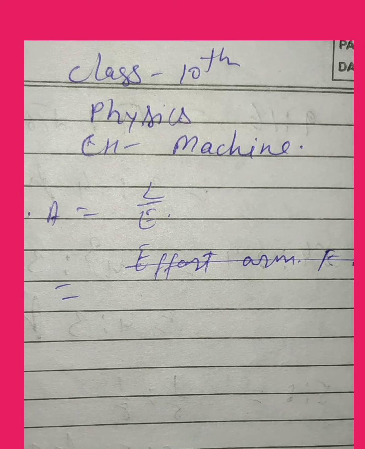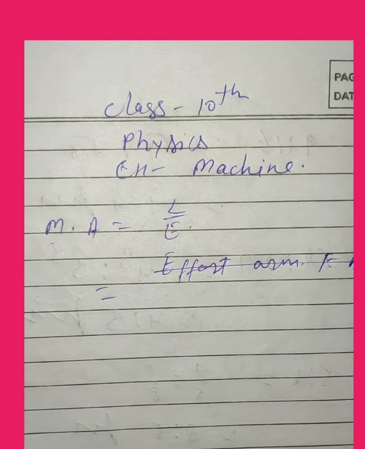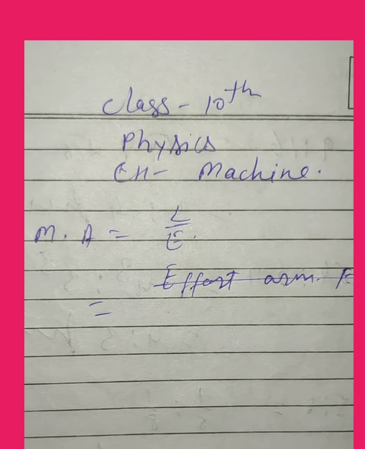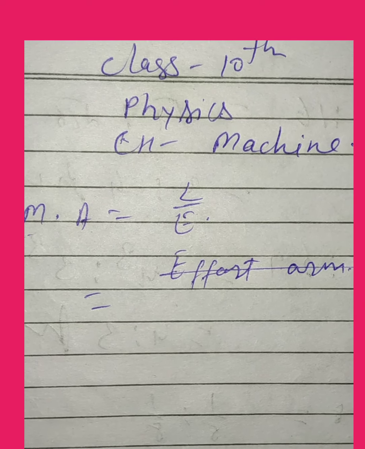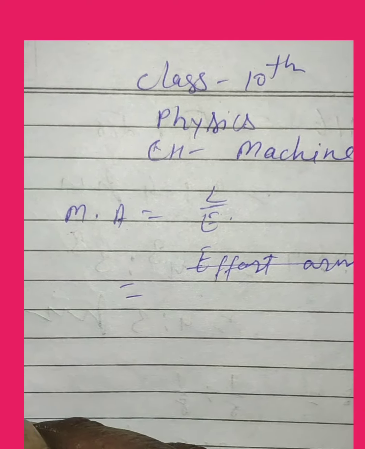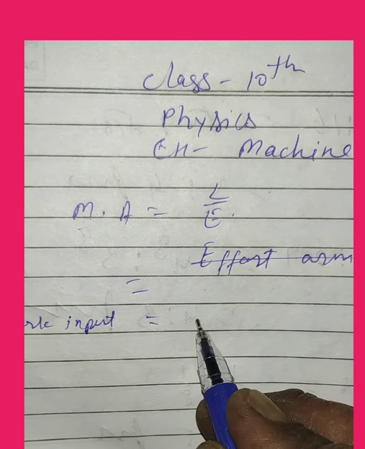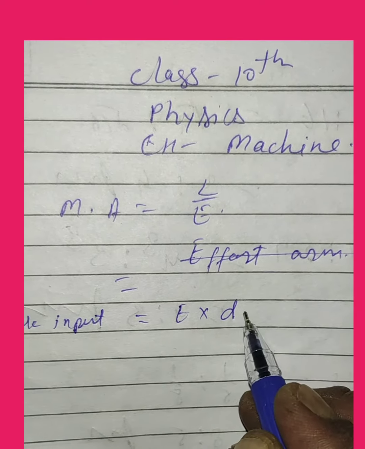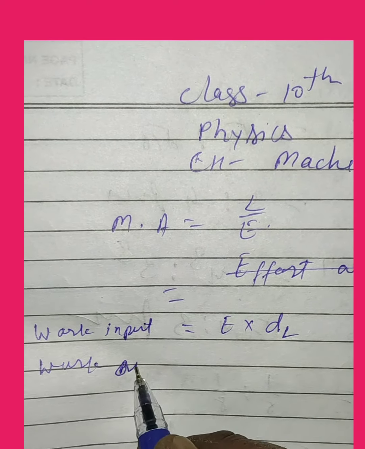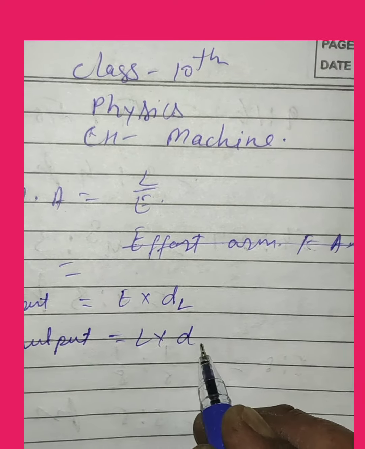Suppose a machine overcomes a load L by the application of an effort E in time t. Let the displacement of the effort be de, and the displacement of the load be dl. As we know, the work input is equal to effort into displacement of effort, and work output is equal to load into displacement of the load.